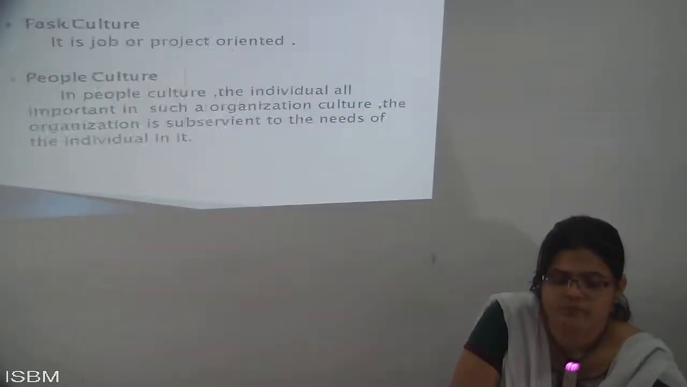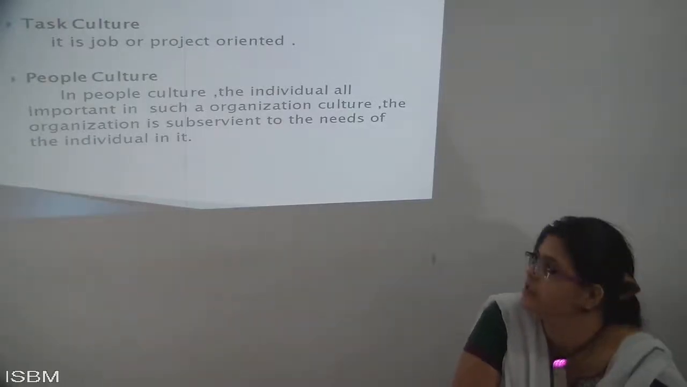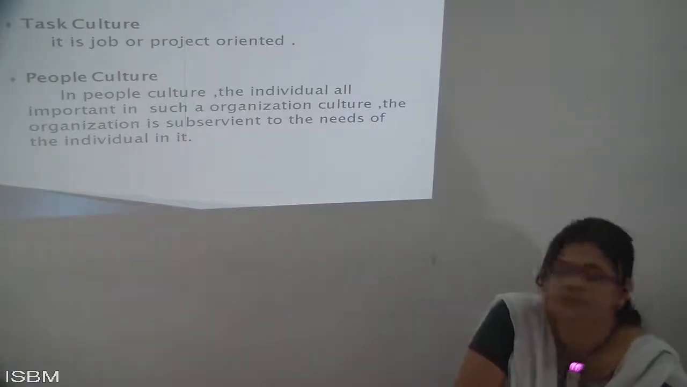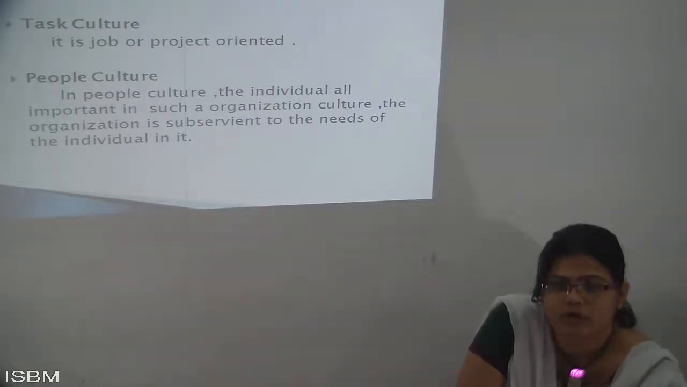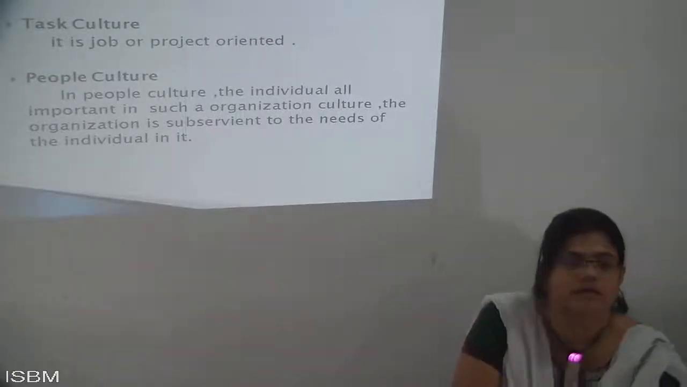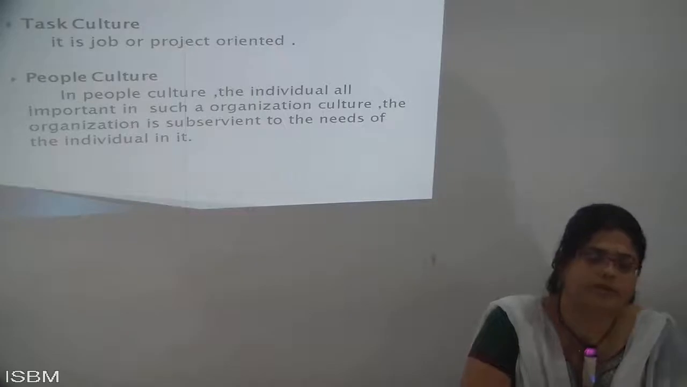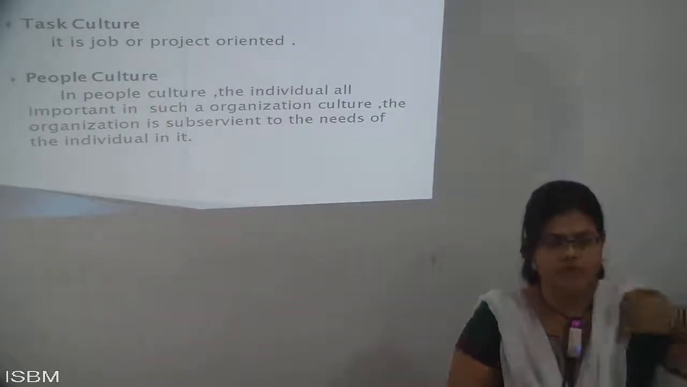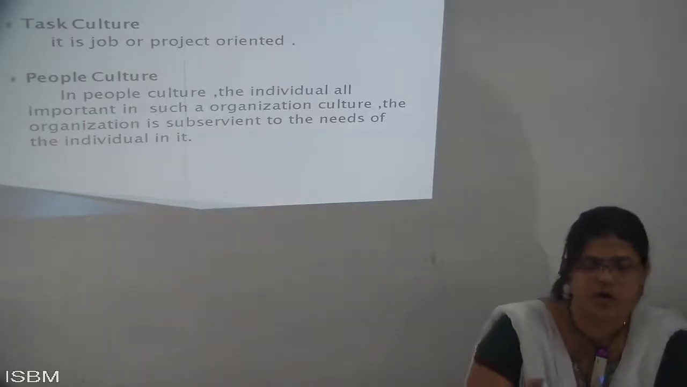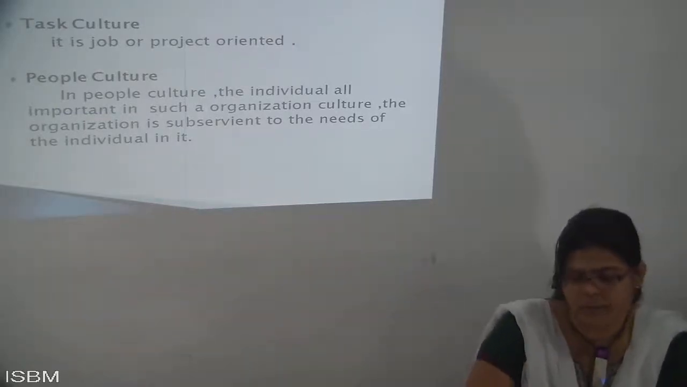And next is task culture, which is work oriented, where the task comes first. Then afterwards, the people culture is about how individuals perform the work in proper scenarios, and the individual thinks about it in people's culture. Here the focus is mostly on the individual, how individually they perform and how they analyze each and every work. That is basically what this deals with.